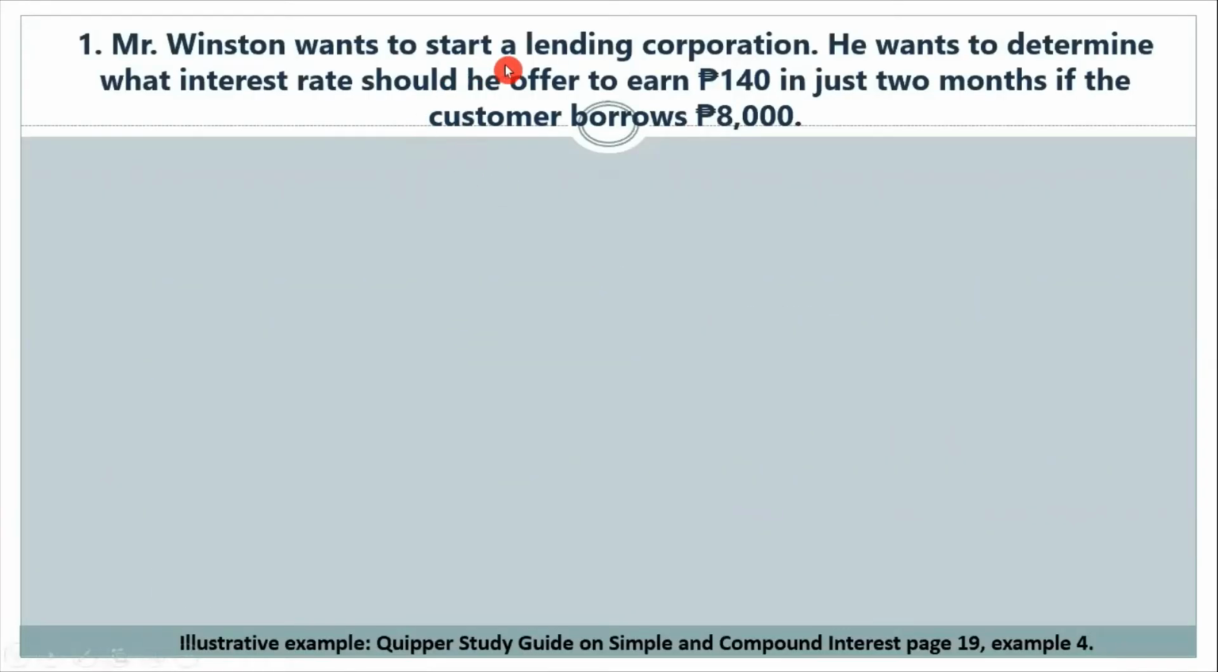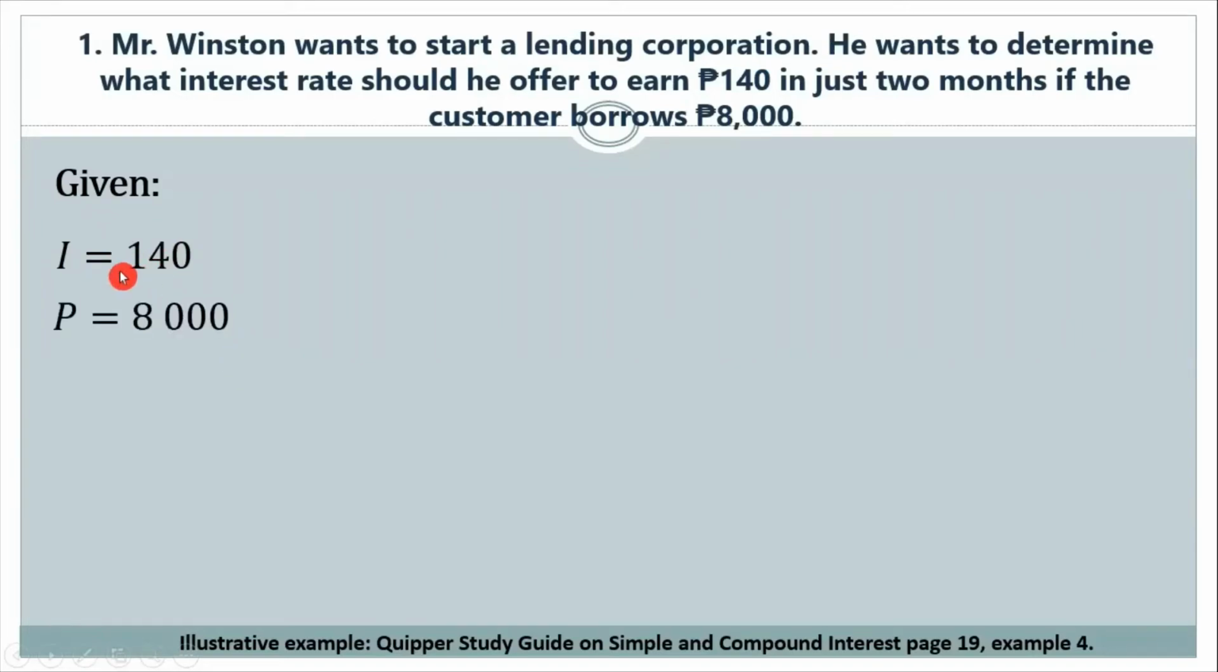Mr. Winston wants to start a lending corporation. So he wants to determine what interest rate he should offer to earn 140 pesos in just 2 months if the customer borrows 8,000 pesos. So let's identify the given information. We have here interest, which is equal to 140 pesos, which is the goal of Mr. Winston to earn in just 2 months.